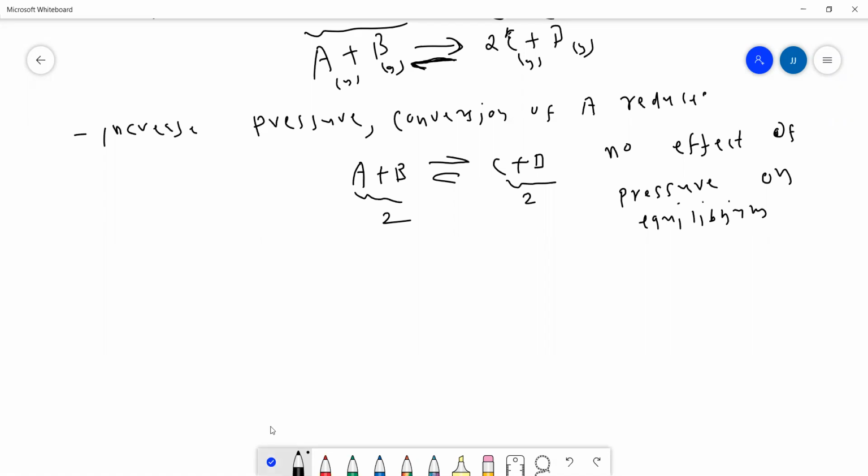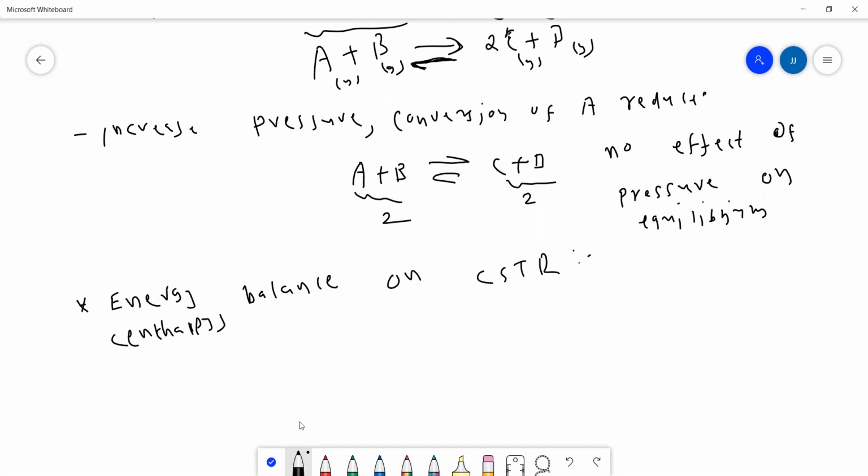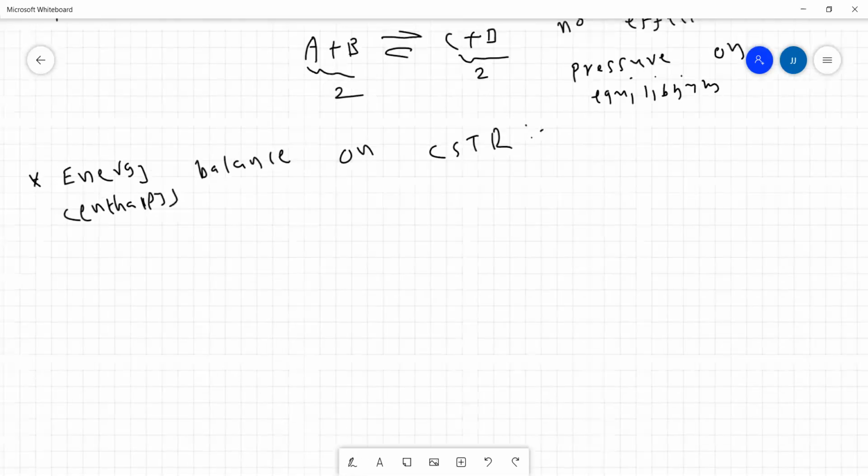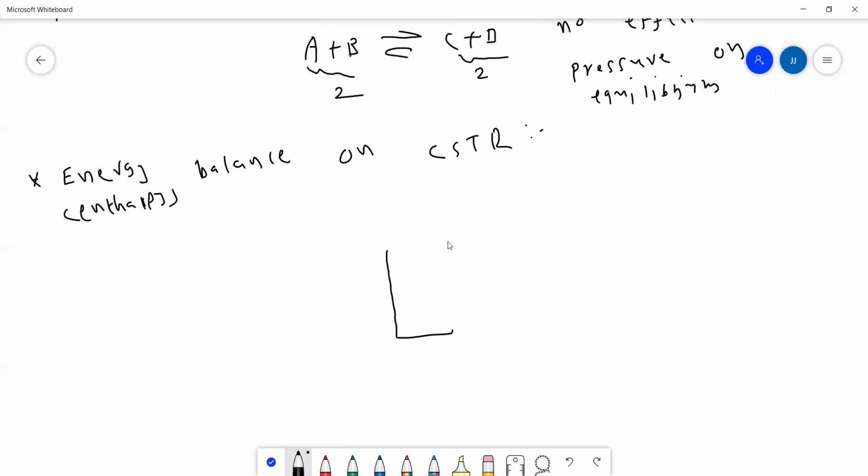So we have to do the energy balance on any reactor. Let's do the energy balance. The energy balance is nothing but the enthalpy balance; energy is the same as enthalpy. So, energy balance on a CSTR. Let's say this is the CSTR.